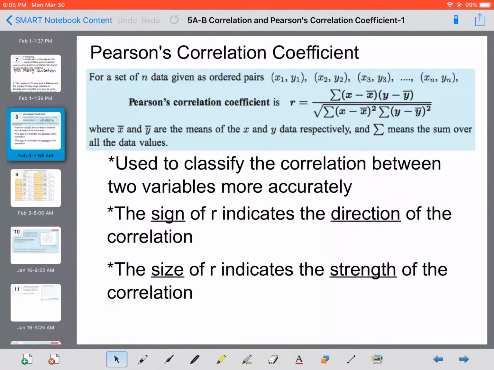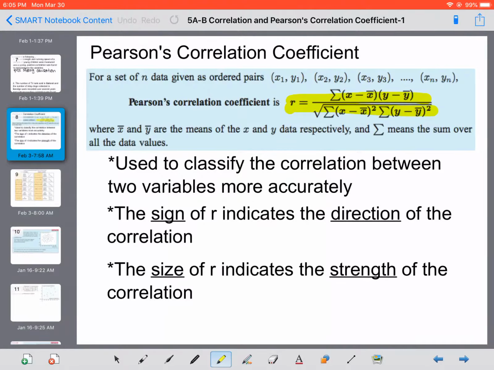Hello. So today we're going to talk about section 5b, and it is Pearson's correlation coefficient. Pearson's correlation coefficient tells you how correlated two variables are. And you can see the formula for Pearson's correlation coefficient right here.